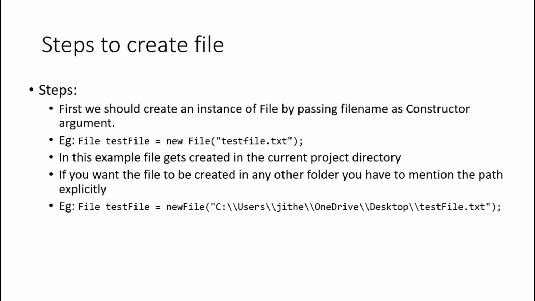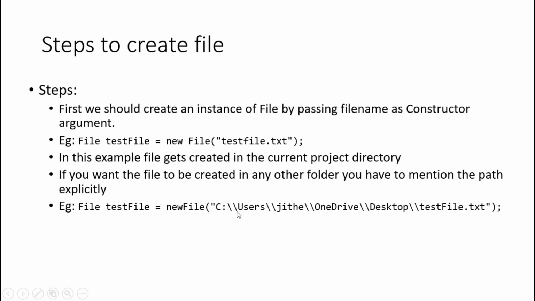If you want the file to be created in another folder or destination, we have to mention the path explicitly. Suppose I want to create this file on the desktop, so I have mentioned the complete path of that folder. One thing to note is we need to add a double slash in order to escape the special character slash. Okay, this is how to create a file.